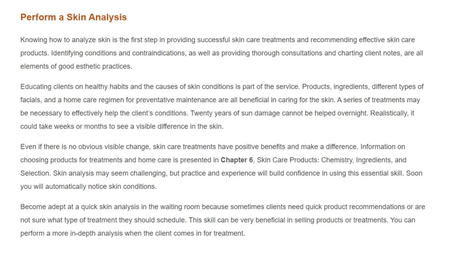Skin analysis may seem challenging, but practice and experience will build confidence in using this essential skill. Soon you will automatically notice skin conditions. Become adept at a quick skin analysis in the waiting room because sometimes clients need quick product recommendations or are not sure what type of treatment they should schedule. This skill can be very beneficial in selling products or treatments. You can perform a more in-depth analysis when the client comes in for treatment.